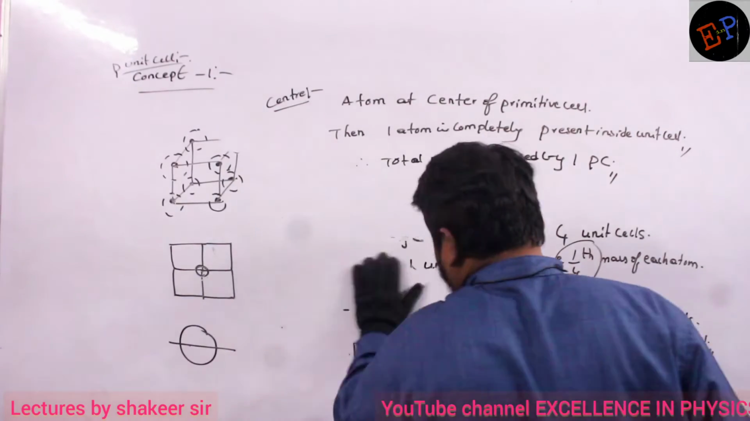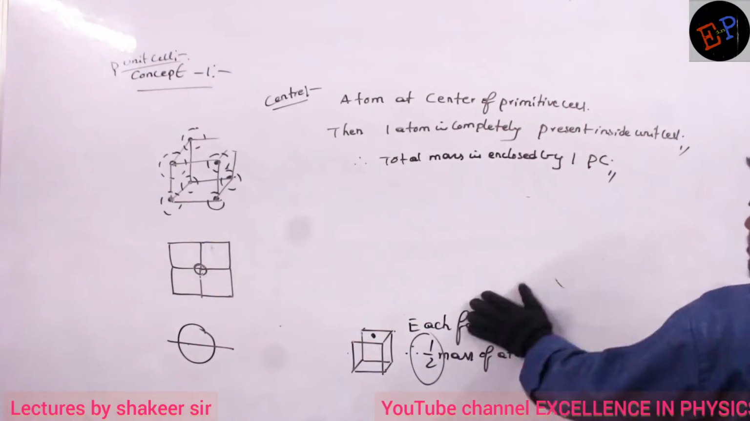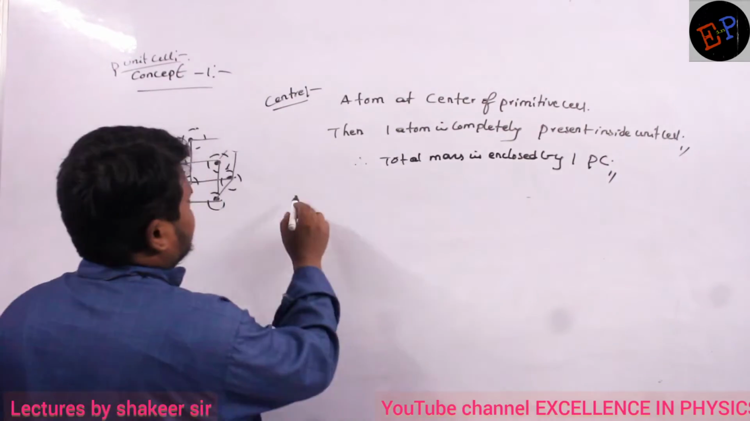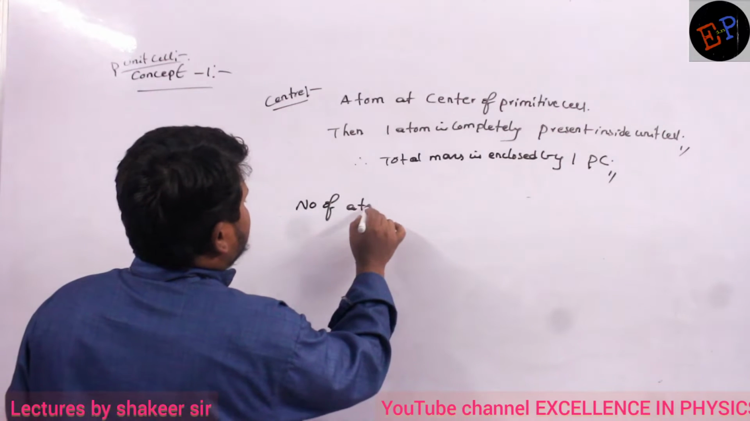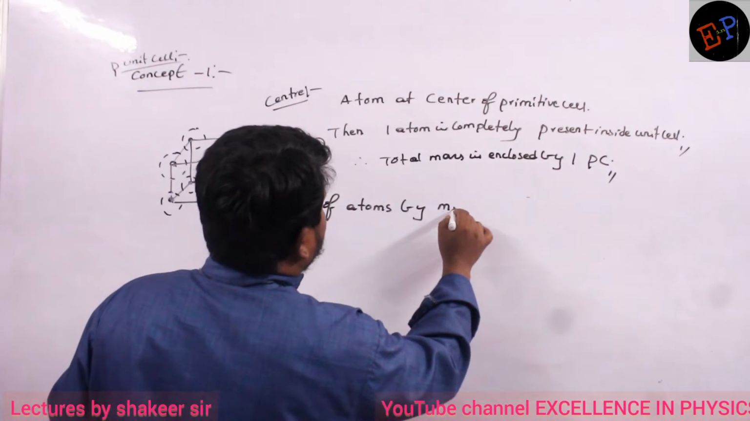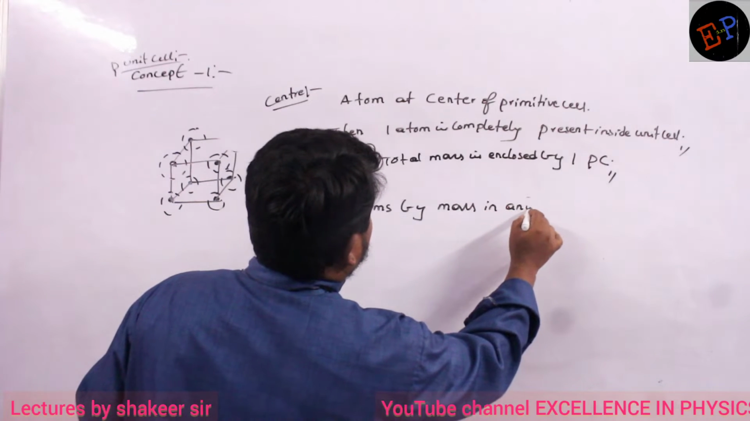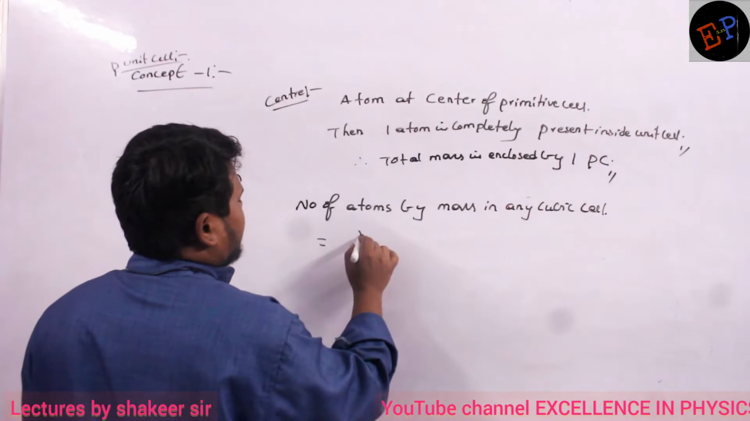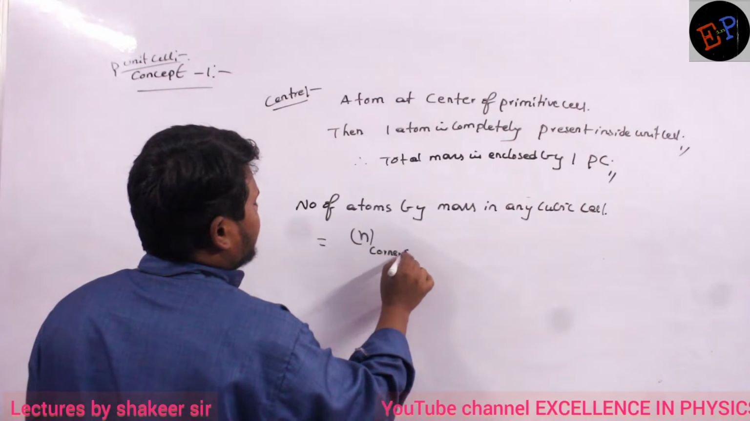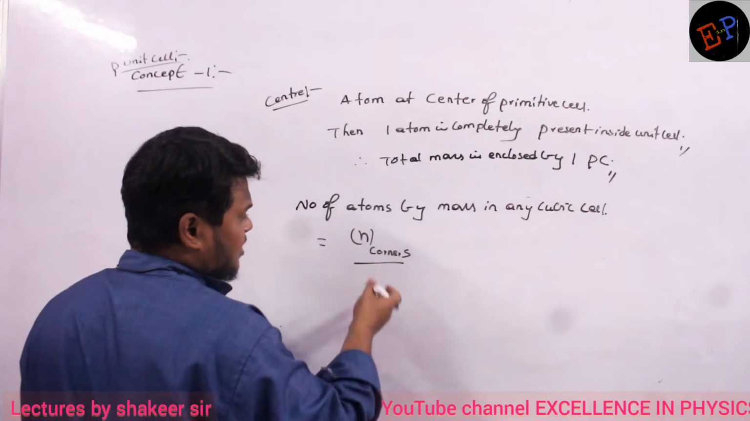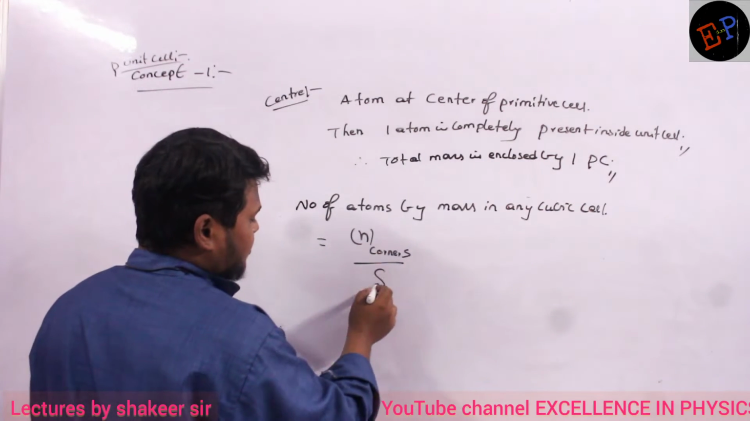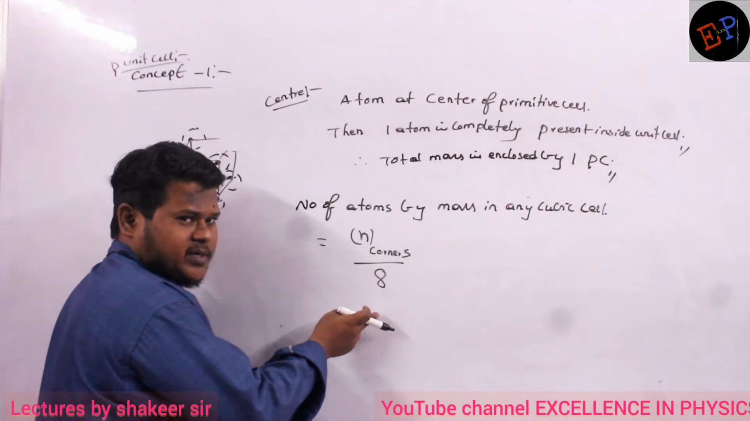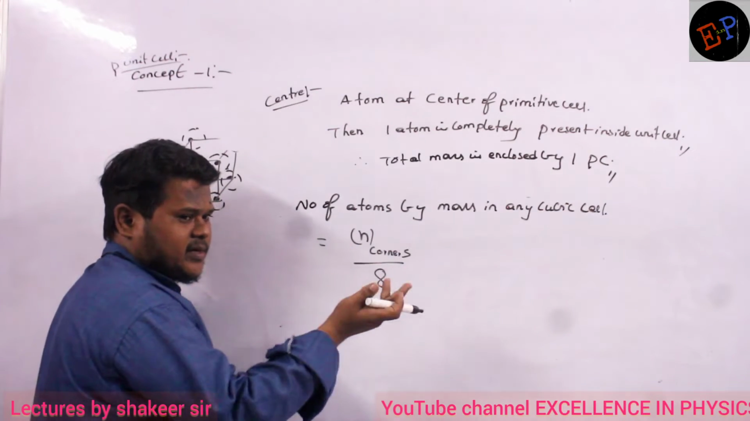Therefore, for any type of cell, the formula to calculate the number of atoms is this one. So, number of atoms by mass in any cubic cell. Which is the formula, ma? So number of corner atoms divided by what? How much part is in a corner atom? 8th part only. That's all, no? If there is one corner atom, 1 by 8. 8 corner atoms, 8 by 8, like this.